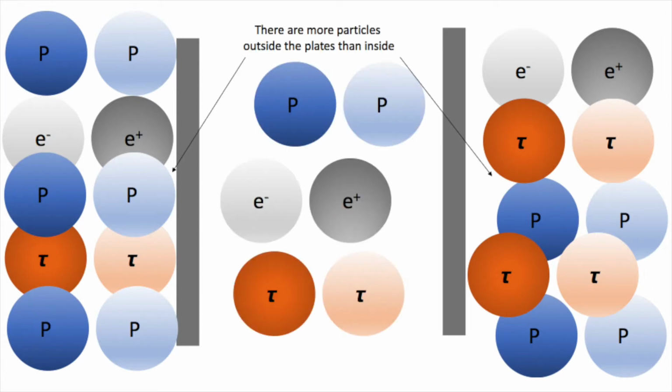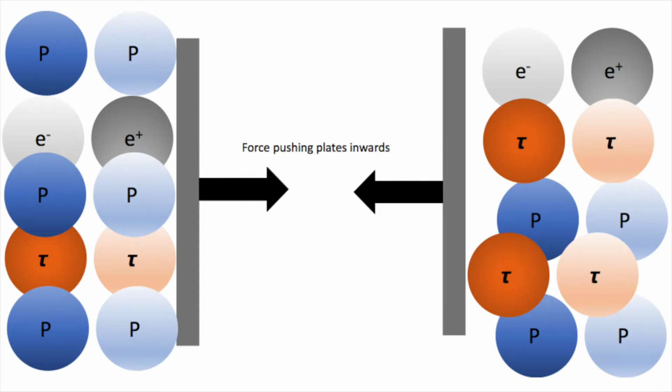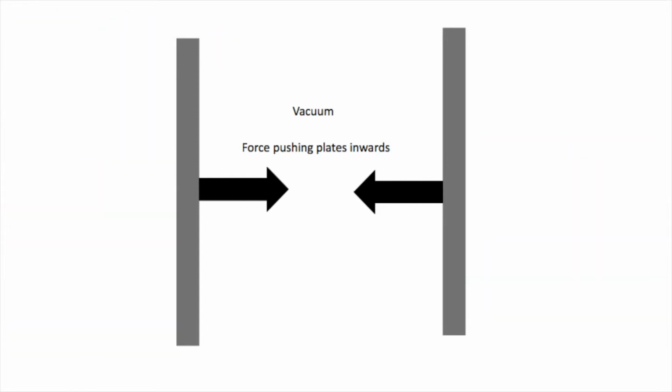This means that there are more virtual particles outside the plates than between them, which results in a pressure acting on the plates. The equation pressure equals force over area shows us that there is a force acting on the two plates, even though they are within a vacuum. The two plates are pushed together, and we call this the Casimir effect.